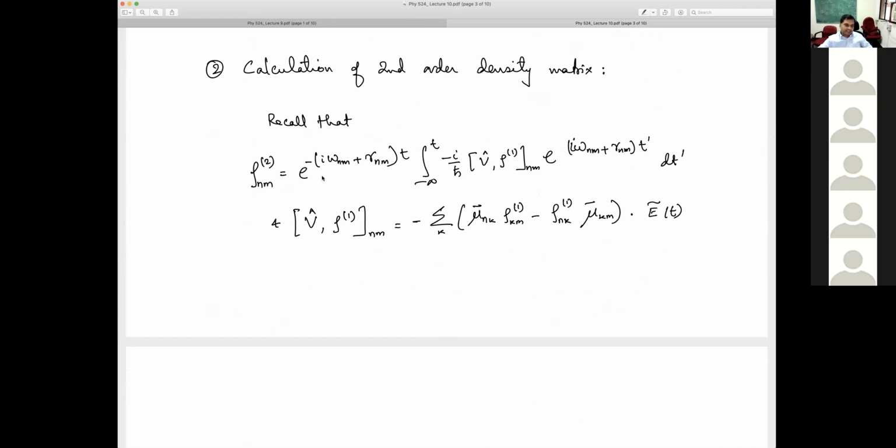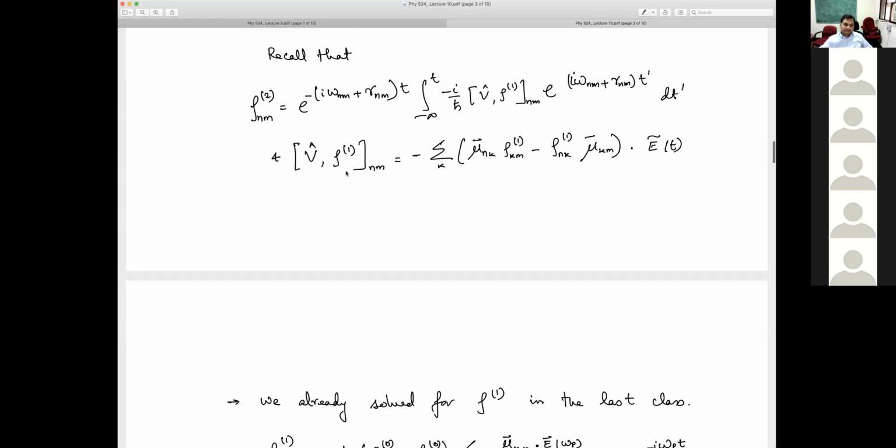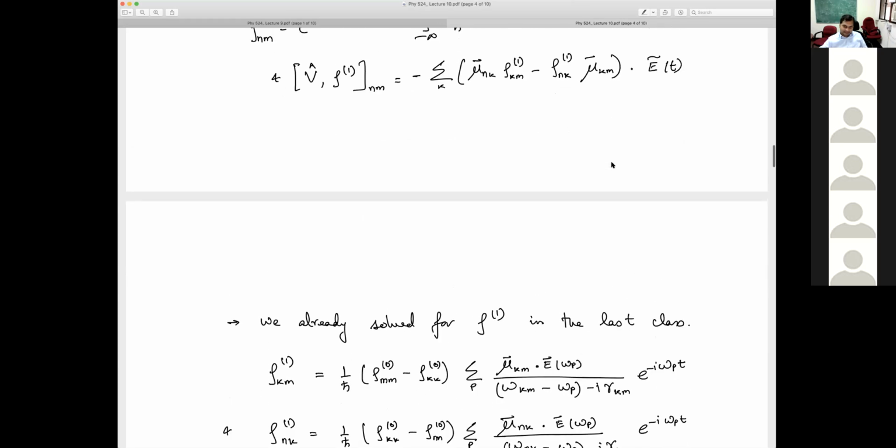This equation we had already derived. Let me write down the second order correction to rho. The left hand side is written in terms of the first order term on the right hand side, under the integral. So we need to explicitly calculate the quantity V rho commutator, nth element. If I write that explicitly, V was, remember, minus mu dot E. Writing the matrix multiplication explicitly, I get a sum over k of mu nk rho km. The k index, which is summed over, first term ends with that, second term starts with that, minus rho nk mu mk.